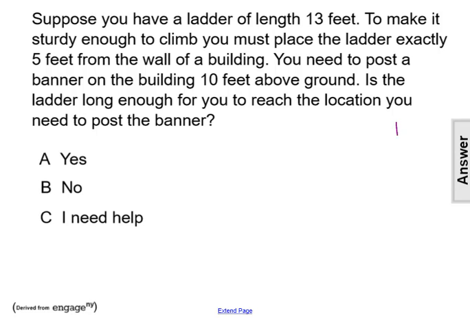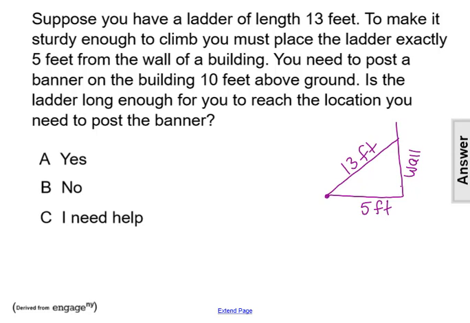So if we start off with the wall of the building, let's say this is the wall, we know that the ladder has to be 5 feet away from the wall, so it has to be here in order to be sturdy enough. And we know the ladder itself is going to be 13 feet, so when it's leaning, we know that this is going to be 13 feet.